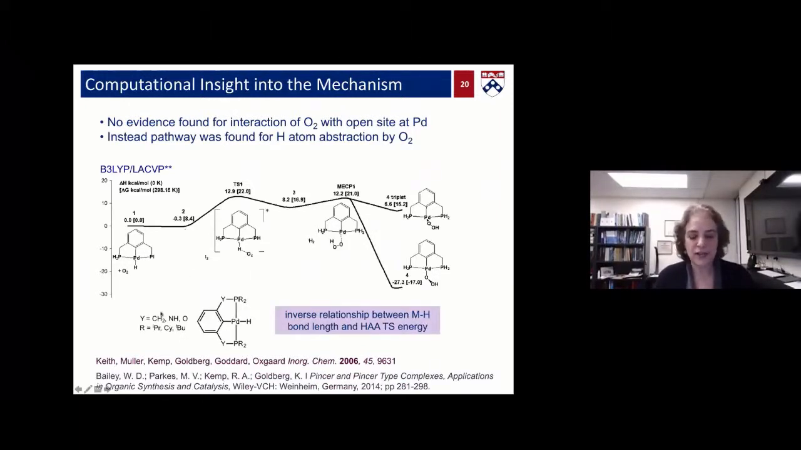Furthermore, we can look at other complexes. These were all looked at computationally, and we found that the longer these bonds are, the lower the barrier for the hydrogen atom abstraction, or HAA.